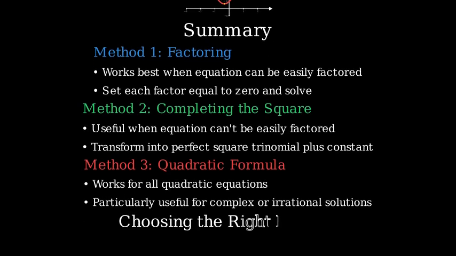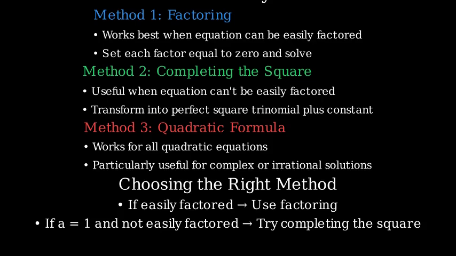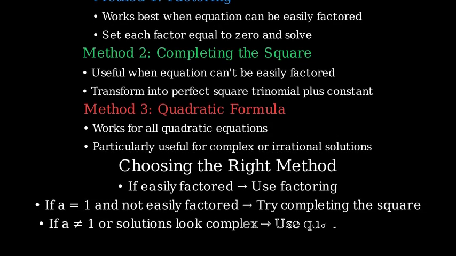When choosing a method, consider: if the quadratic expression can be easily factored, use factoring. If a is 1 and factoring isn't straightforward, completing the square might be elegant. If a is not 1 or the solutions look complex, the quadratic formula is often the most efficient approach.